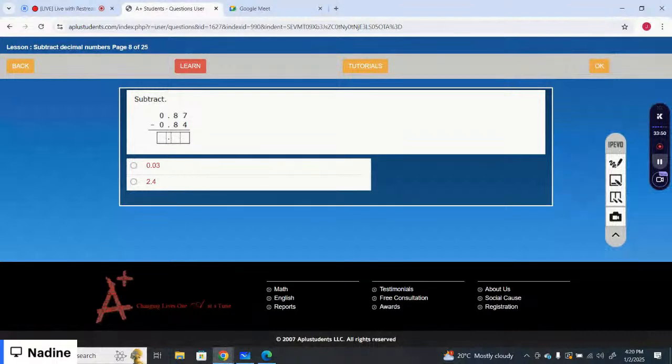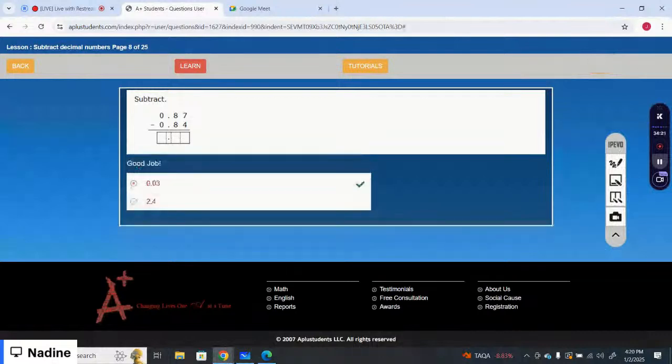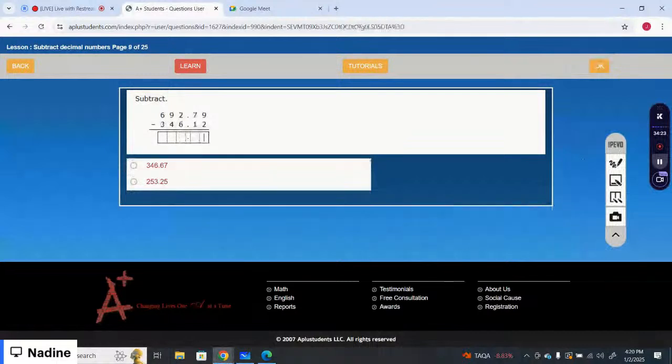0.87 minus 0.87, which is the correct option? That is 0.00. Option number one is the correct option. Okay, you can complete the lesson by yourself later today. Let me just move on to next lesson.